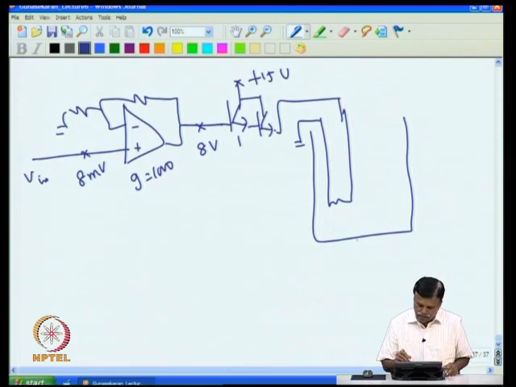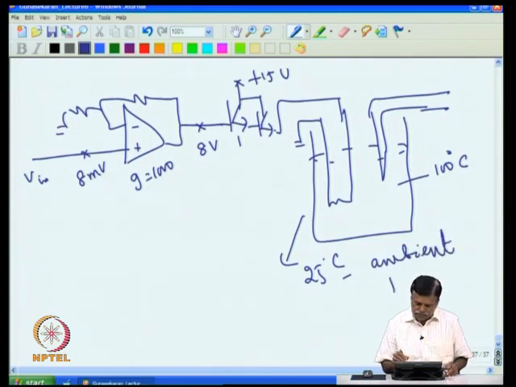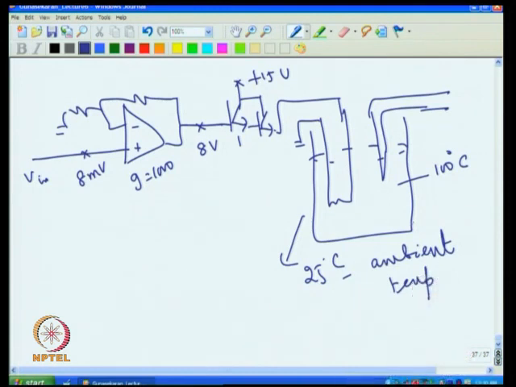Now assume that the ambient temperature is 25 degrees C. This is where our thermocouple is kept, and we want to maintain this at 100 degrees C. So I would set 100 degrees C. The ambient is 25 degrees C. Now when the ambient is 25 degrees C, the system gives 8 volt here, and then this fellow stabilizes at 91.2 degrees C only, because I had set 100 degrees C, but it doesn't go to 100 degrees C, it goes only to 91.2 degrees C.